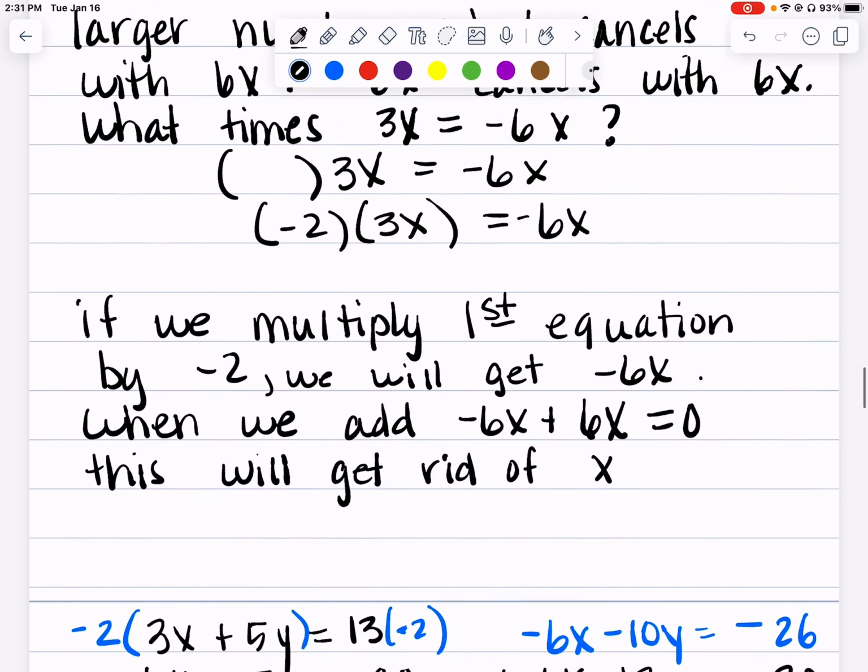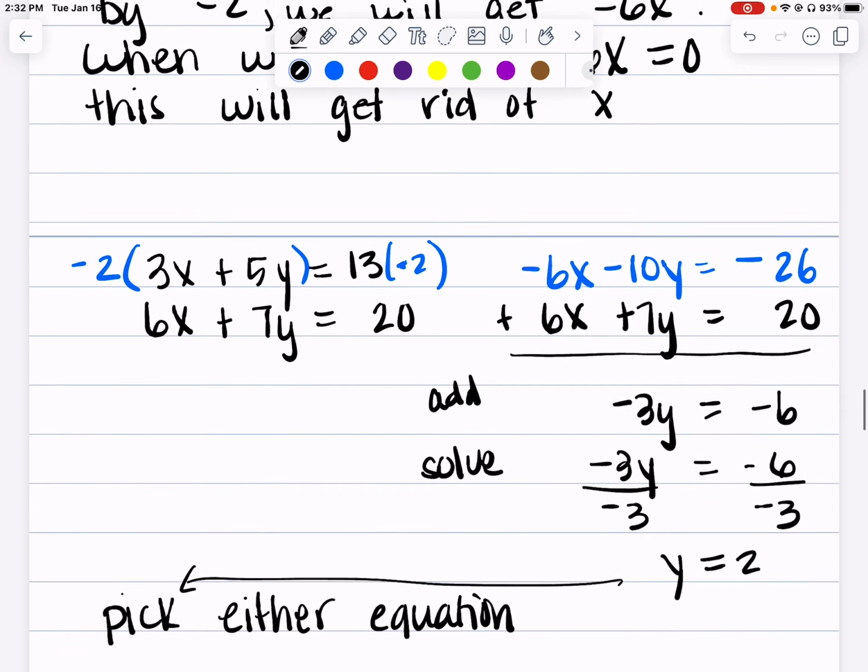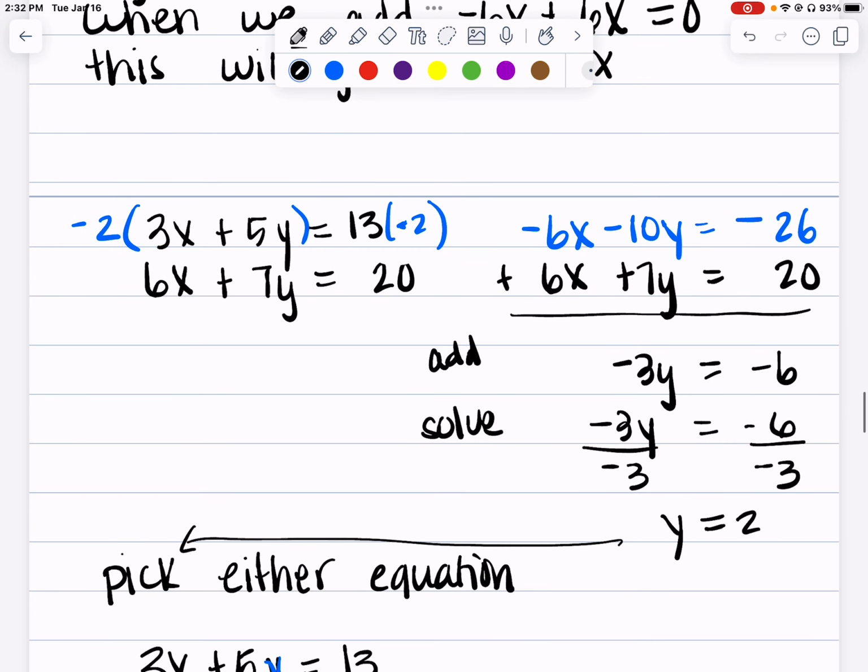So if we multiply the first equation by negative 2, we'll get negative 6x. And when we add those together, we'll get 0. And that will get rid of x. Okay, so multiply the first equation by negative 2. Don't forget to multiply both sides.